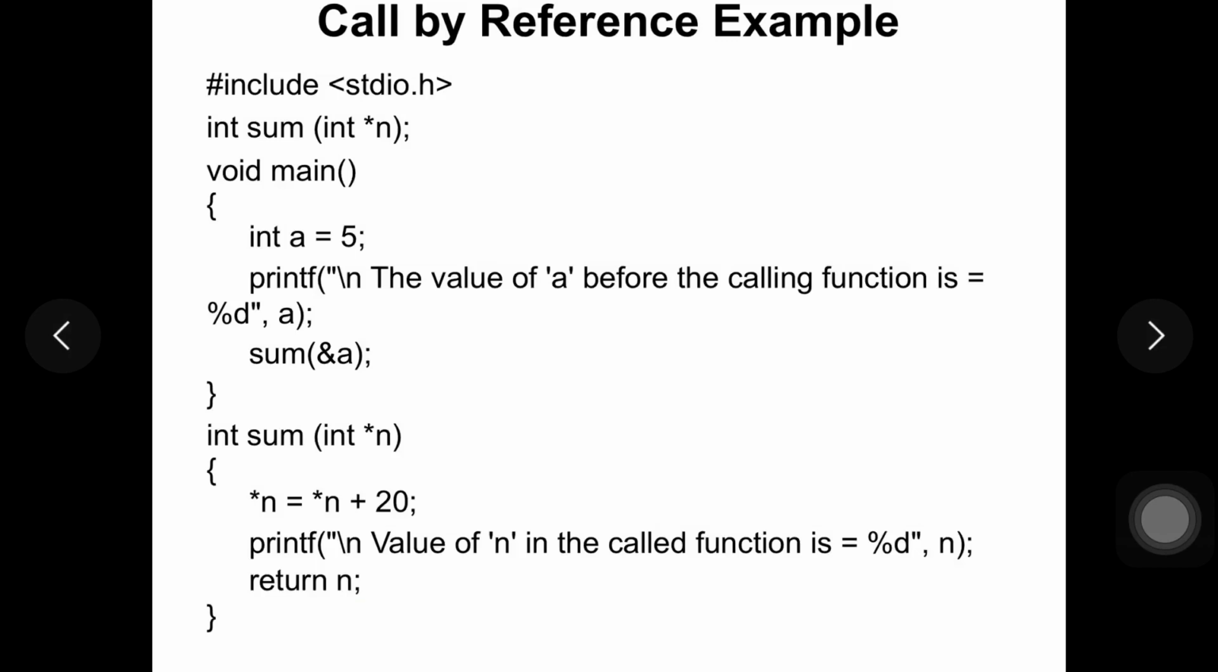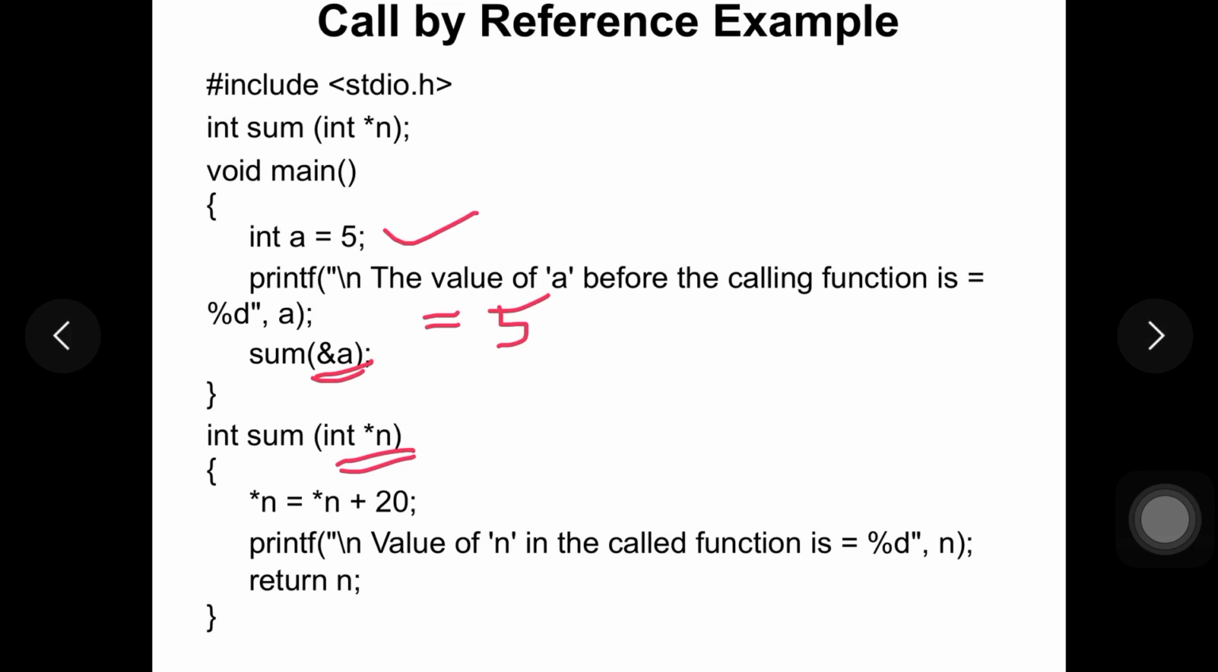Okay, now you have the same example which we had considered for call by value mechanism. Here you have initialized the value of a as 5 and you are printing the value of a before the calling function. So before the calling function, what is the value of a? Value of a is 5. Next you are calling the function with ampersand a. You are passing the address of the variable a here, and at the receiving side you are creating the variable using a pointer.